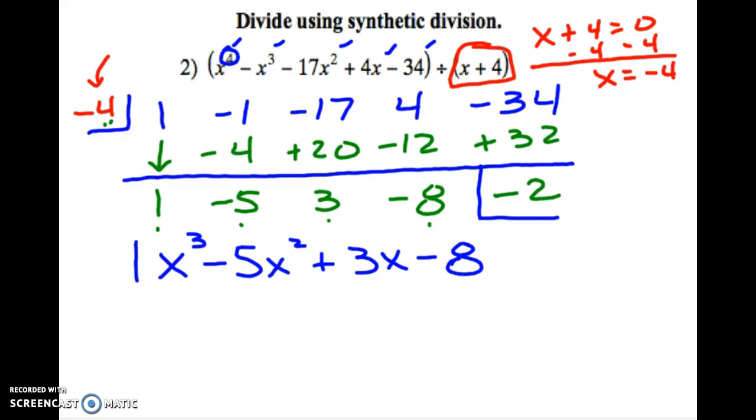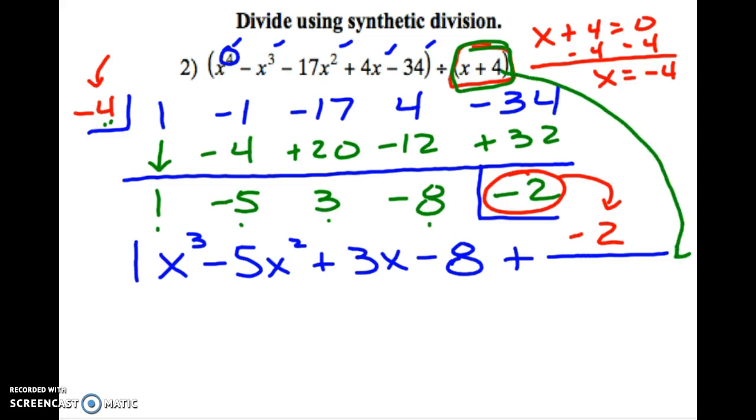Now with the constant, what we're going to do is we're going to make a fraction. The remainder becomes the numerator of the fraction. So -2 goes on the top. What we are dividing by, in this case the x plus 4, becomes the denominator.